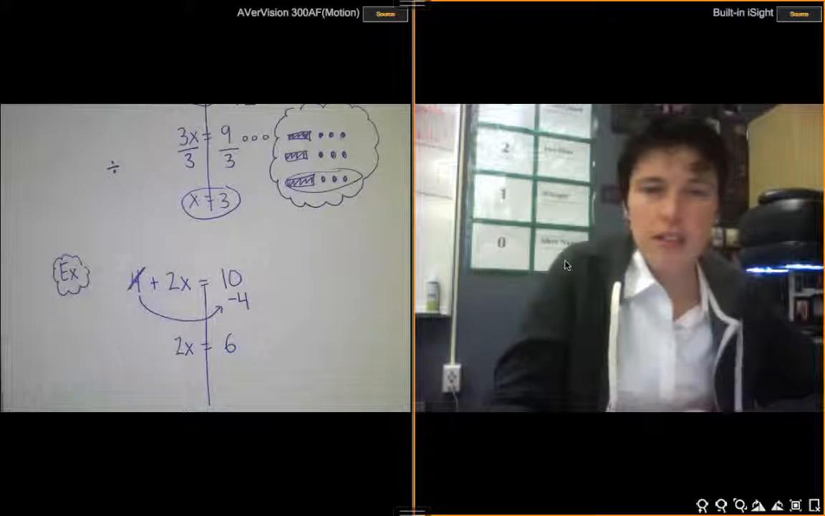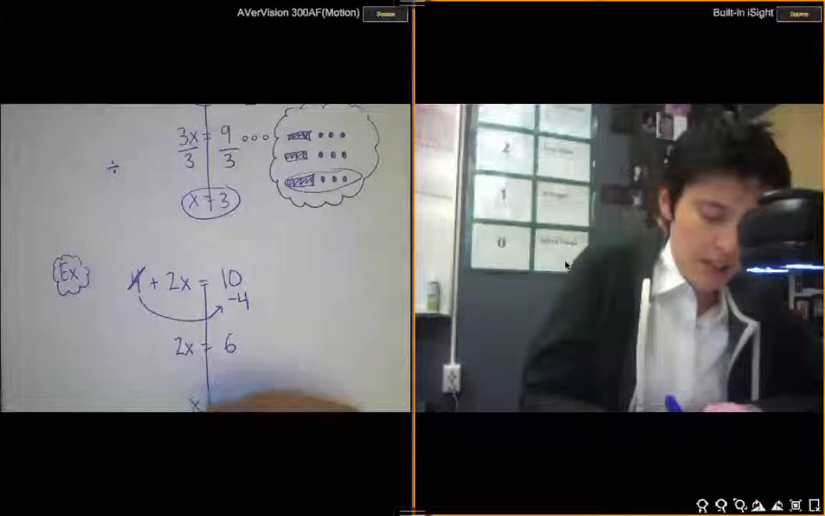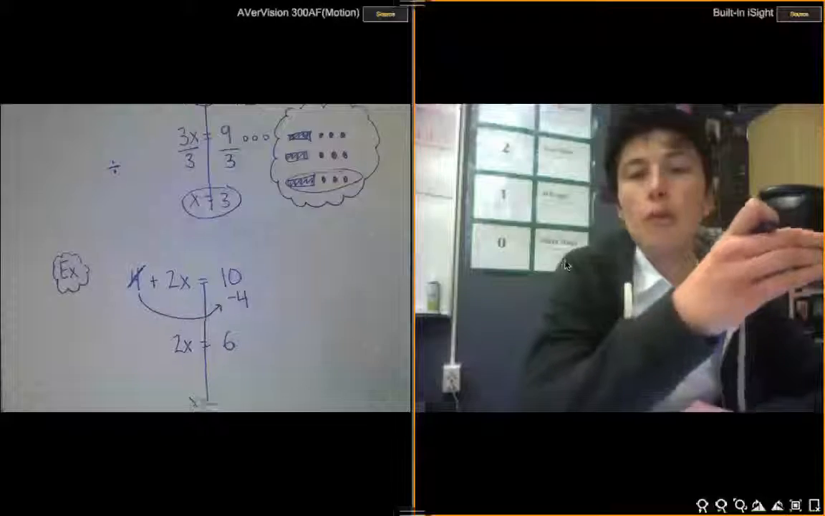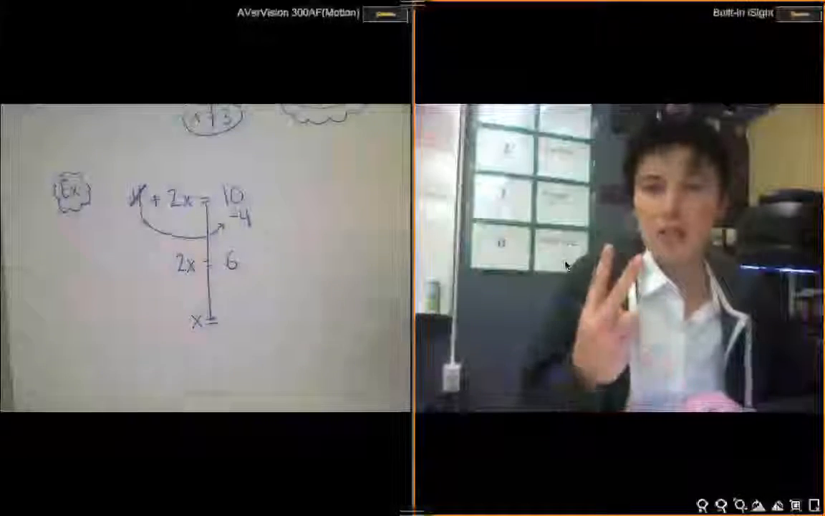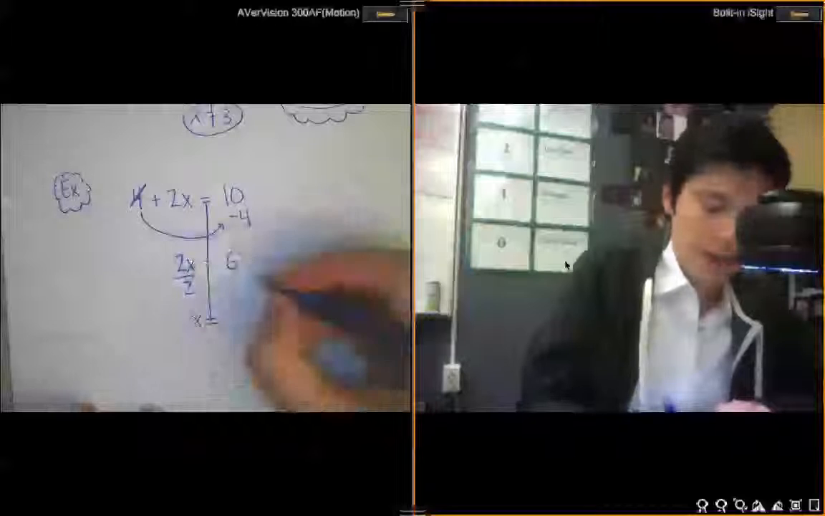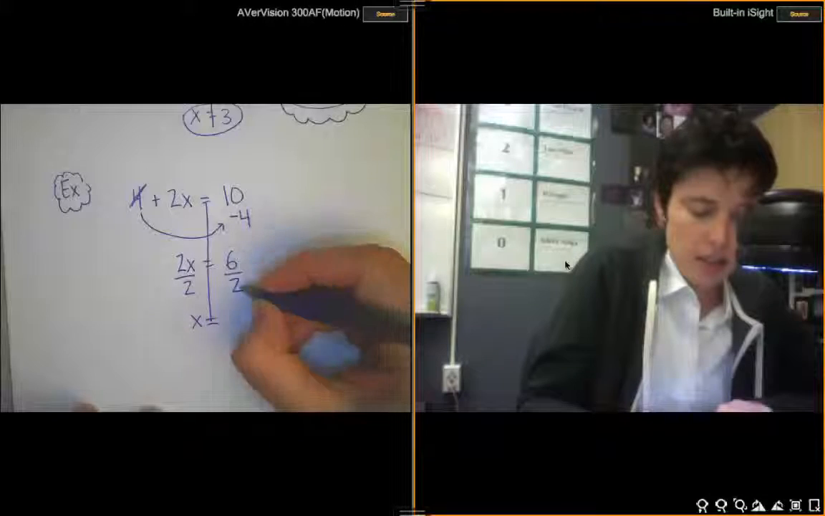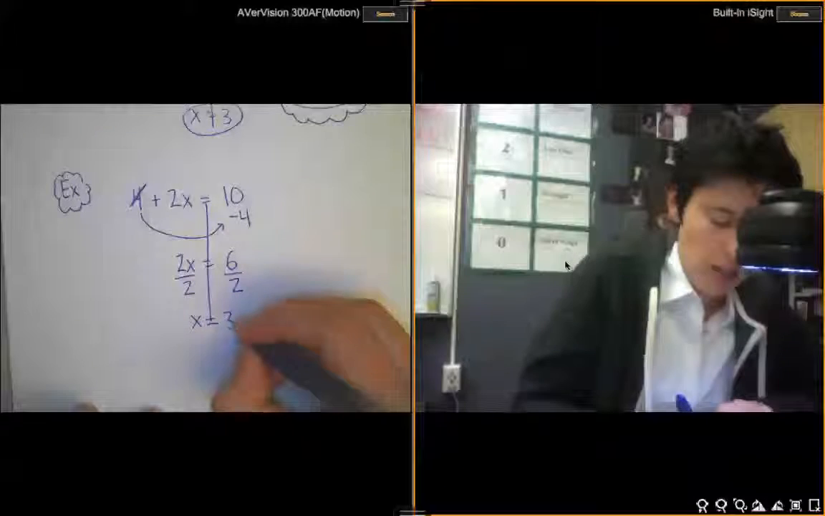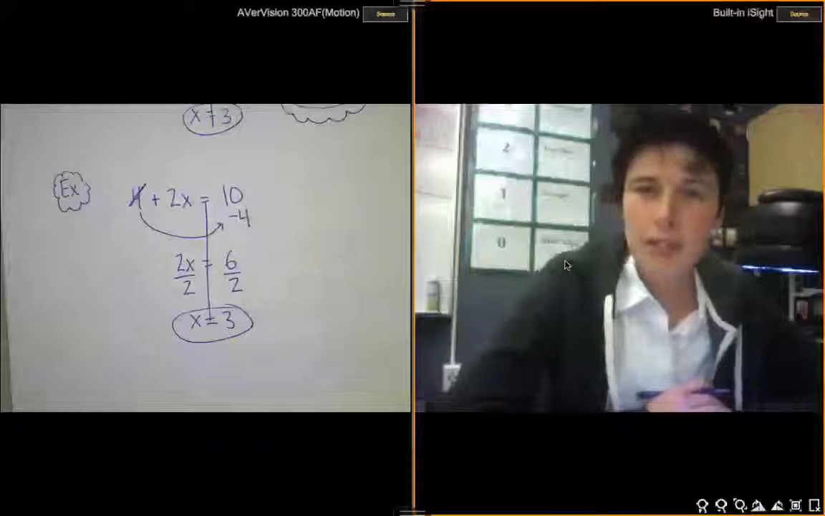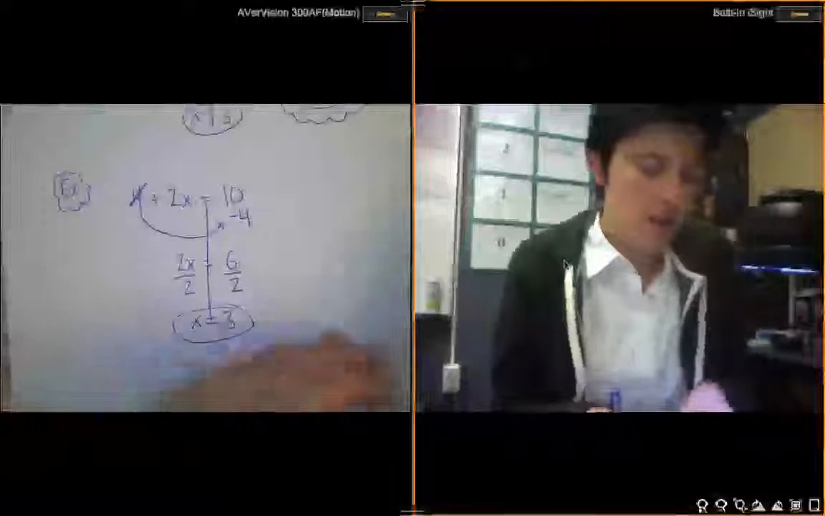There's 6 tiles. And then if 2x equals 6 and I'm trying to get x equals as an answer, what I'm going to want to do is divide it into 2 groups. There's 2 x's, so let's divide those into 2 groups. There's 6 tiles, let's divide those into 2 groups. 6 divided by 2 is 3. X equals 3 is our answer. So, you're getting the hang of this, hopefully. Let's try one more.